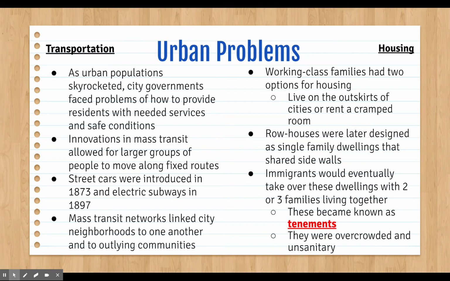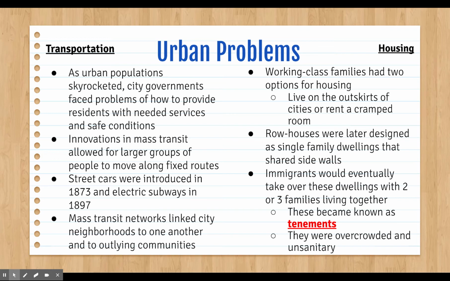Another problem was housing. Working class families had two options for housing: live on the outskirts of cities and then take mass transit to work, or rent a cramped room in the central area of a city. Row houses were later designed as single-family dwellings that shared walls. So sometimes people call them townhomes in that sense. Immigrants would eventually take over the cramped rooms that the working class families lived in and then left for row houses.